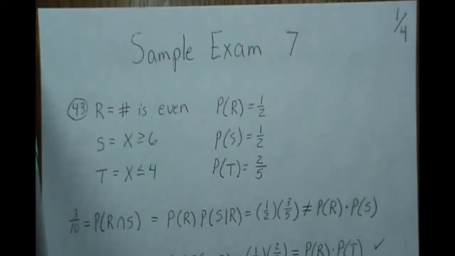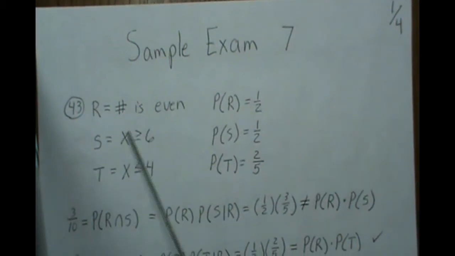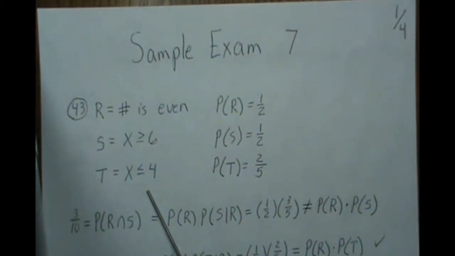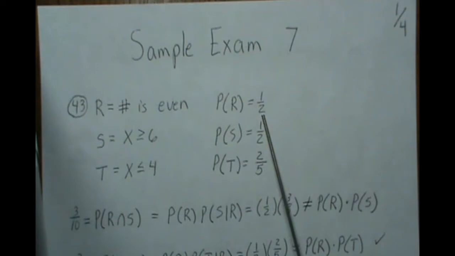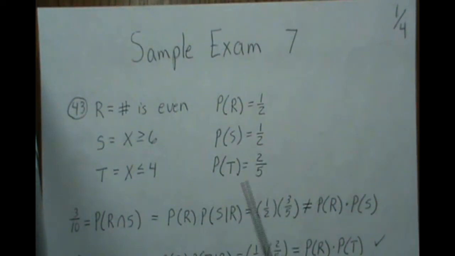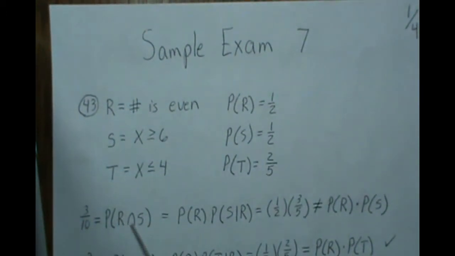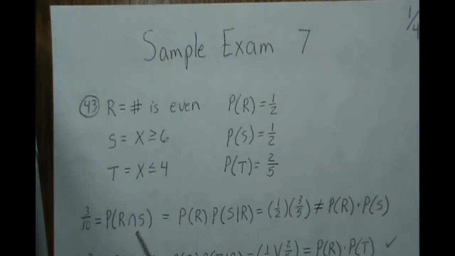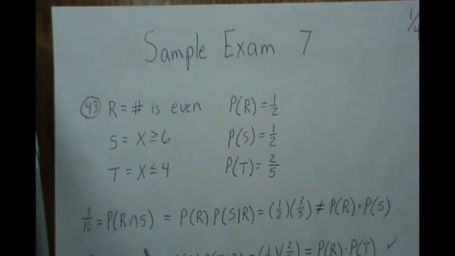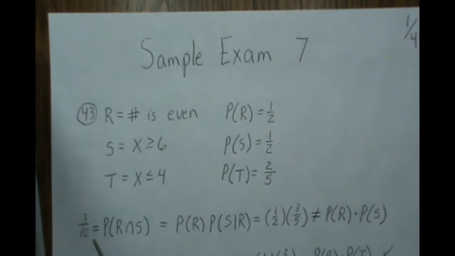Question number 43, we're asked to find which of the following pairs are independent, and we're given 3 events, R, S, and T, and their respective probabilities: probability of R is a half, probability of S is a half, probability of T is 2/5. To test if they're independent, you have to find their joint probability and see if it's equal to the product of their marginal probabilities. So we'll just go through each of these.